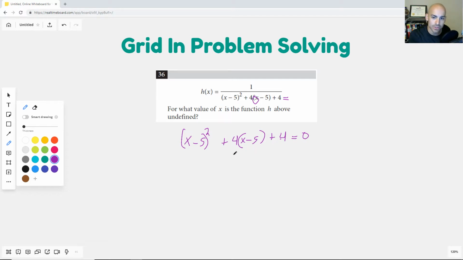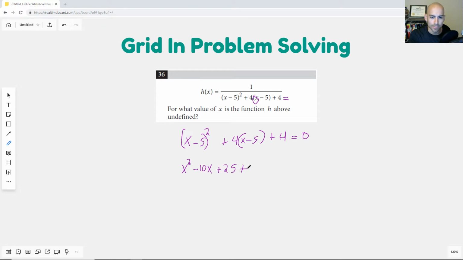I could individually try getting things across, but what I recognize is that that would be a lot of steps to do, and I actually want to just simply expand everything here, recombine it, and then factor. So what I mean by that is x minus 5 squared. That's going to give me x squared minus 10x plus 25, plus 4 times, if I were to distribute this 4 here, 4x minus 20, plus 4, and this all equals 0.